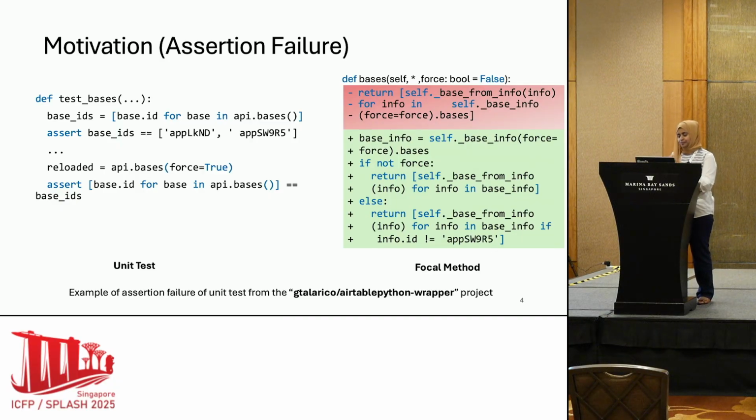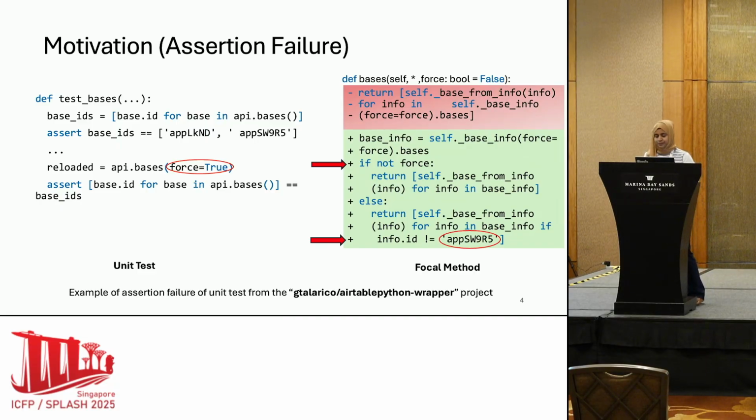So let's assume the scenario that this focal method is now updated by the developers, and here the red part represents the deleted code and the green part represents the added code. The main change happens based on the value of force. From the test code, we see the value of force is set to true. When it is true, the else branch is executed. In the else branch, it returns all the values of base ID except this specific ID.